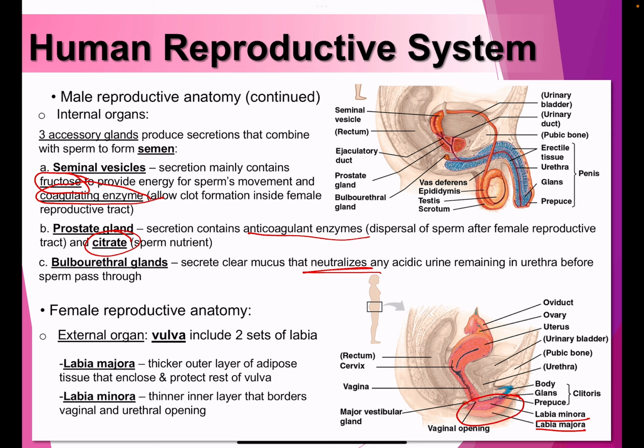So labia majora is the outer thicker layer of adipose tissue, which is fat tissue, that encloses and protects the rest of the vulva. Second layer, inner layer, is the labia minora. So that's the little pink layer right there, that borders your vaginal opening and also your urethral opening. So it's kind of like a second flap to ensure that there's something to protect that very fragile, sensitive area.